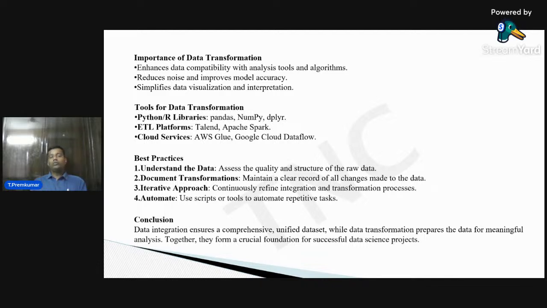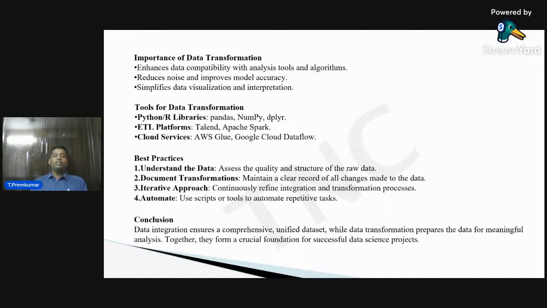The tools used for data transformations are Python libraries such as Pandas, NumPy, and dplyr. These libraries can be used for data transformation. Also, ETL platforms like Talend and Apache Spark are used. In the case of cloud services, AWS Glue and Google Cloud Dataflow are the tools used for data transformations.